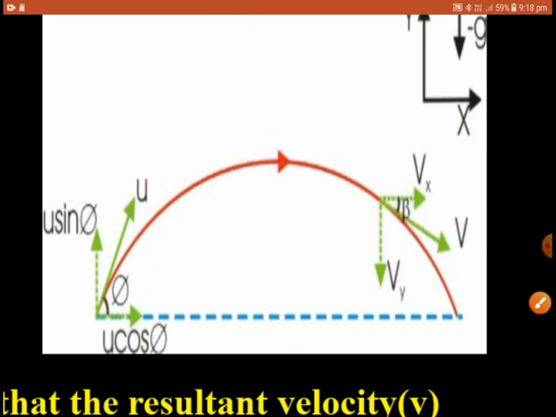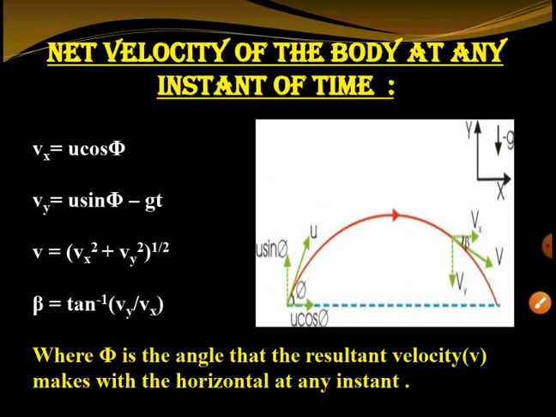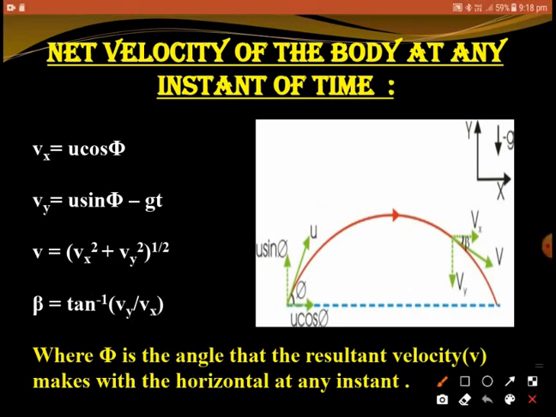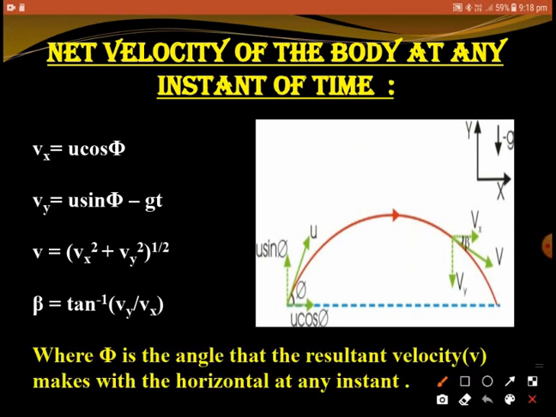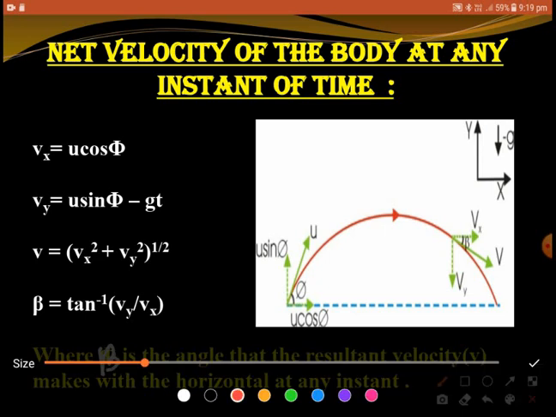Got it? So that is how you can find the direction and magnitude of the net velocity, and it is also given here, the same thing. Where phi is the angle of the, now here I am using not phi, this should be beta. Where beta is the angle that the resultant velocity makes with the horizontal at any instant. That means somewhere here that beta is here, this angle, right?